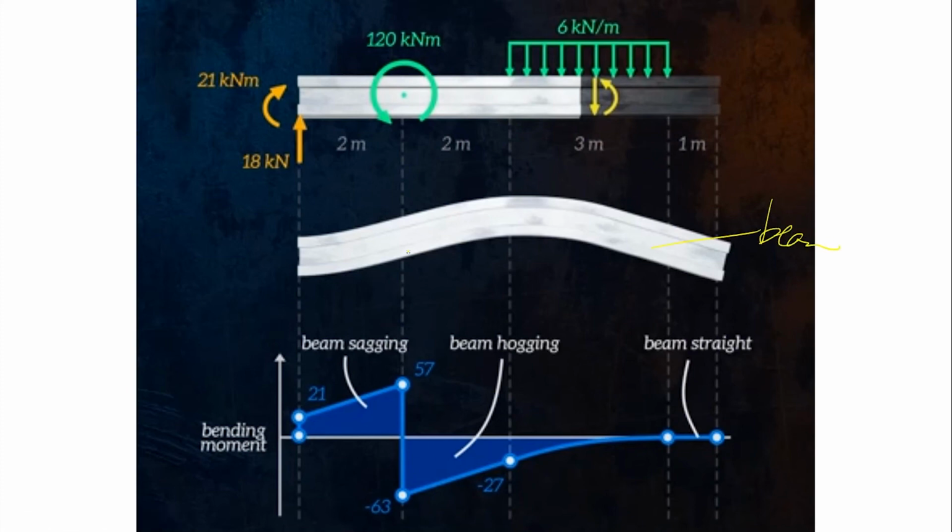Ito yung beam natin, pag dinrawing mo ang mga nangyayaring forces. Halimbawa, ito, beam sag, yung pababa. Tapos ito naman hog. Nagsag, lumaylay. Ito naman naghog. So ito yung itsura niya. Pero ito yung sa moment diagram.